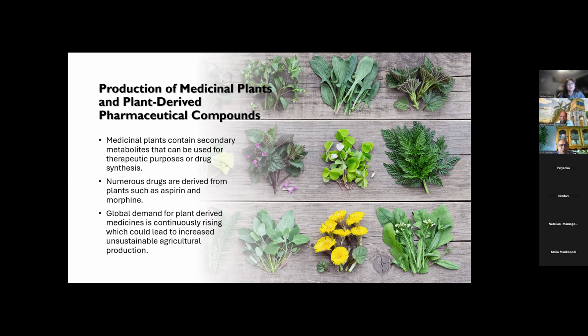So a good example of a secondary metabolite that some of us may be able to recognize might be like a smell from a flower. All of that are secondary metabolites that are trying to attract pollinators to a plant. So numerous drugs are derived from secondary metabolite production.